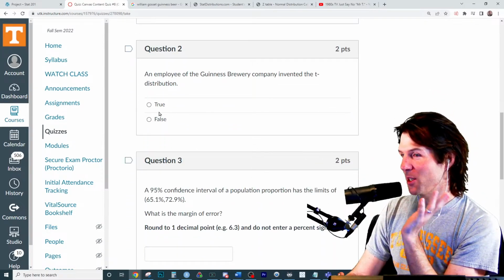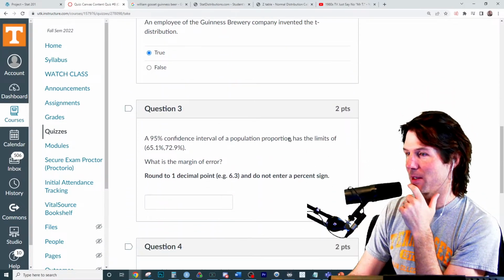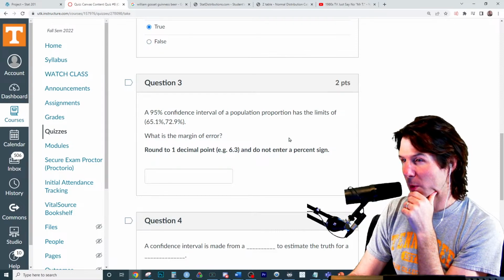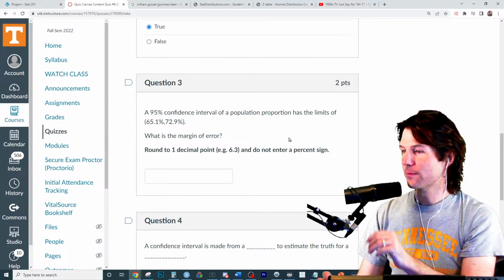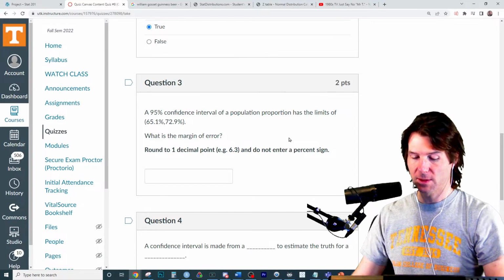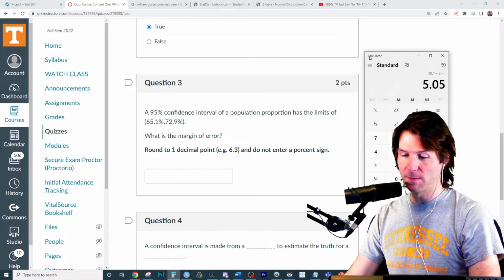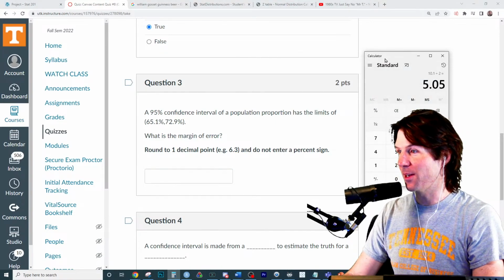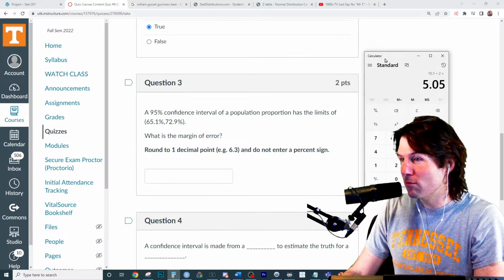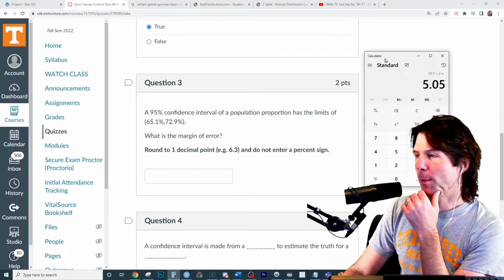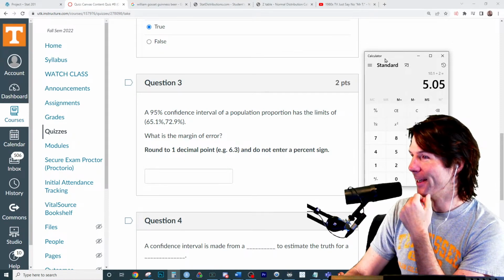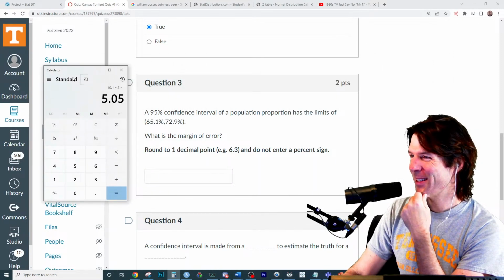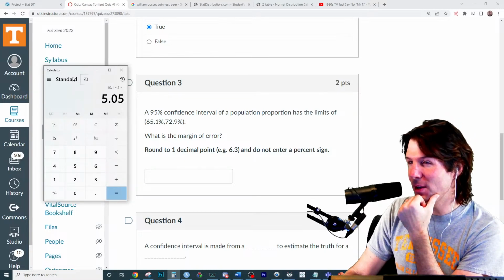Anyways, Guinness beer. Yep. That was William Gossett. How are we going to figure out the margin of error of this? Margin of error is what? The length of the interval. Well, it's not 5 this time. This time it's like 6 point... might be 6.4. The margin of error. No, it's bigger than that.